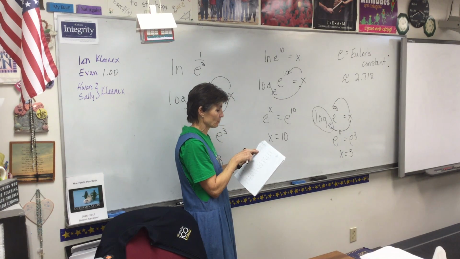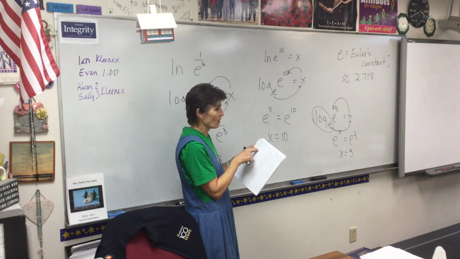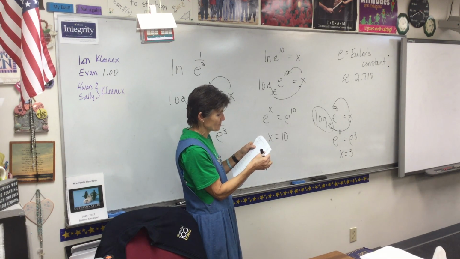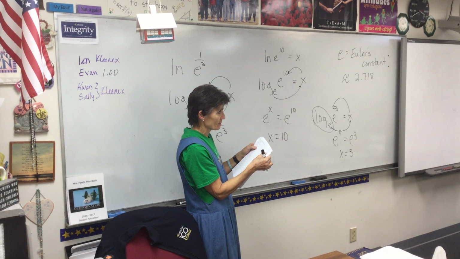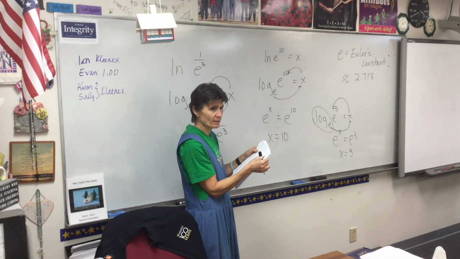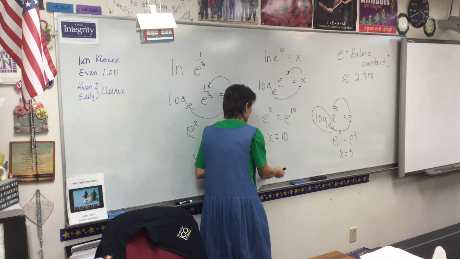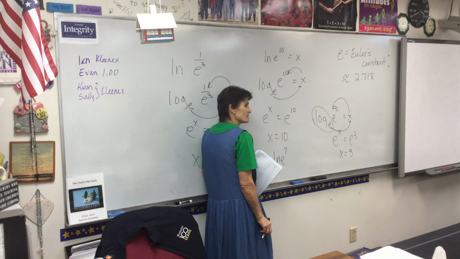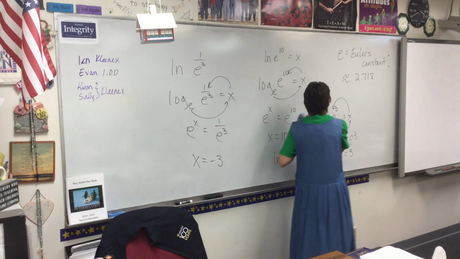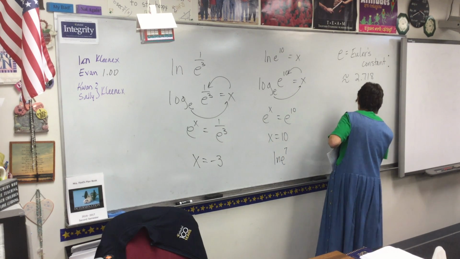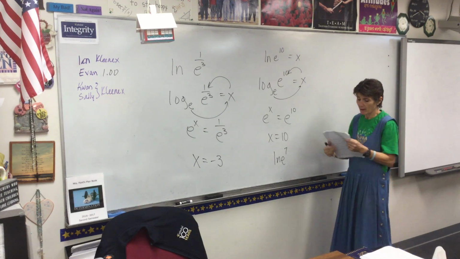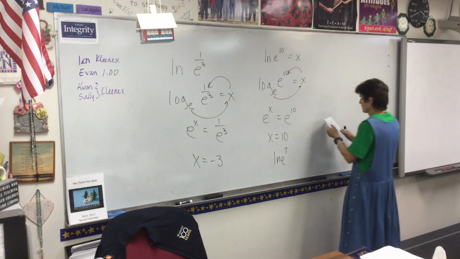Take a look at problem 3 real quick. What was the answer to problem 3? 3. Now take a look at number 15. What was the answer to number 15? 10. You see something kind of weird going on there? If you have ln e to the 7th, what do you think the answer would be? 7, yeah. So is it always just whatever? Always true. If you have ln e to a power, it's always true.